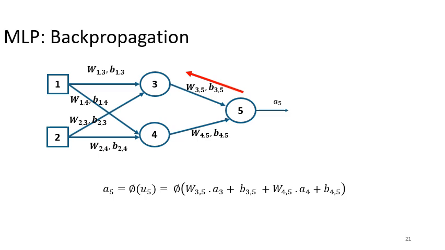Let us consider this example. In the forward pass step, we compute the final output using the weighted sum, as explained earlier in this lecture. So E5 is equal to the activation function applied on U5, which is equal to the activation function applied to W35 multiplied by E3 plus B35, plus W45 multiplied by E4 plus B45. But here we will focus more on the backpropagation.